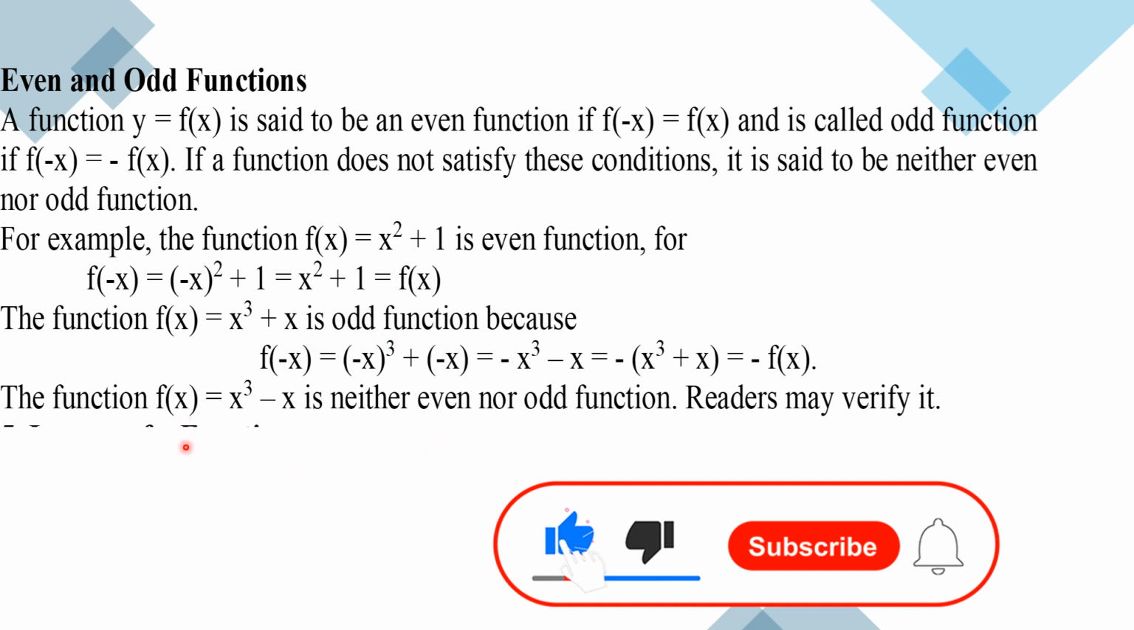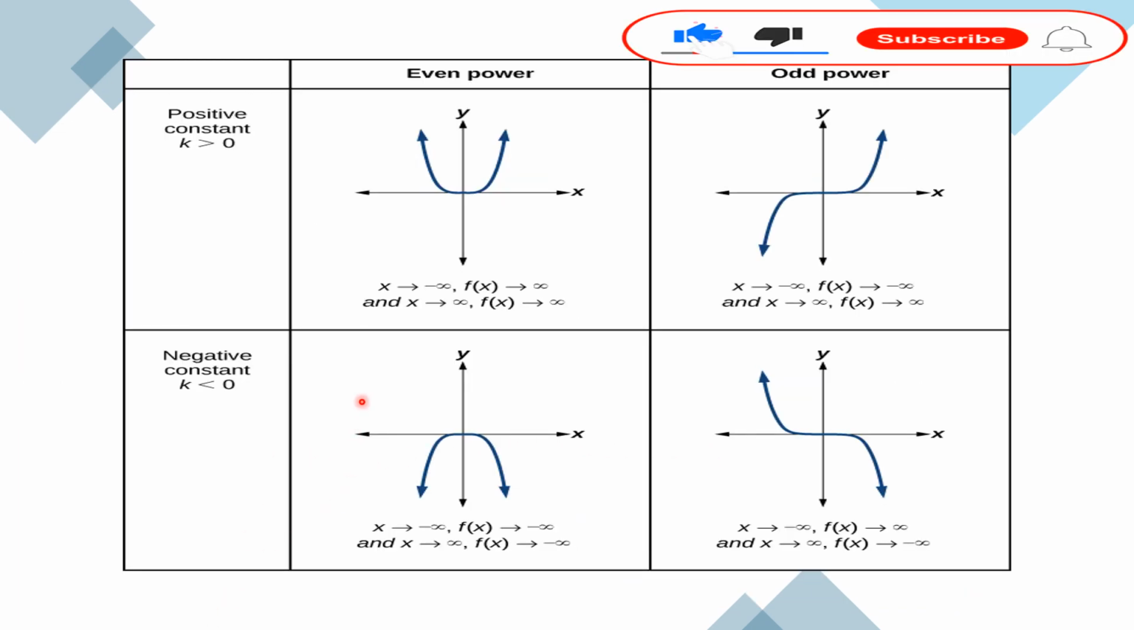Now if we have f of x equals x cubed minus x, this function does not satisfy the even function equation or the odd function equation, so that is neither an even nor an odd function. You can verify it yourself. Now observe some examples here.